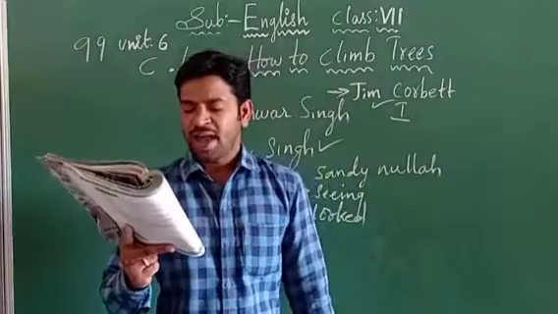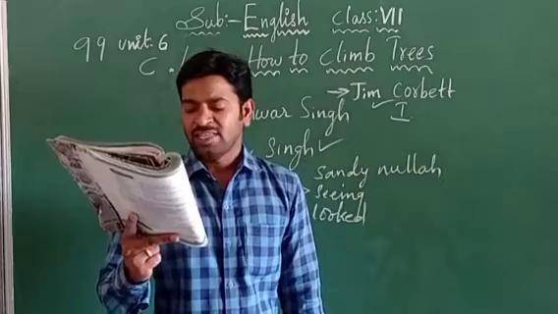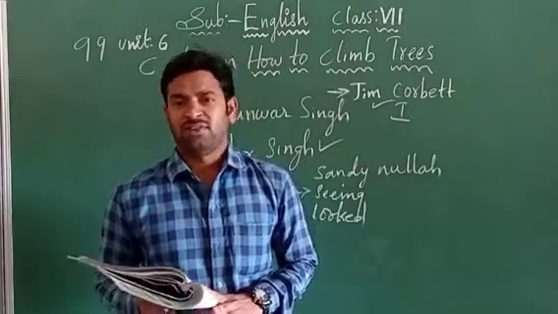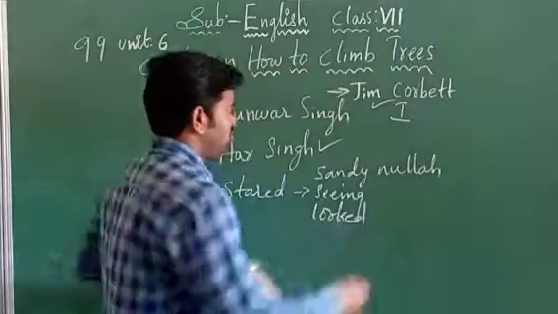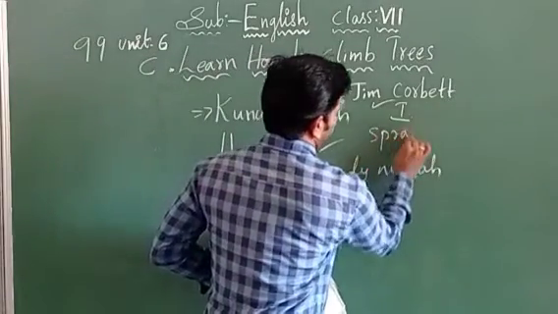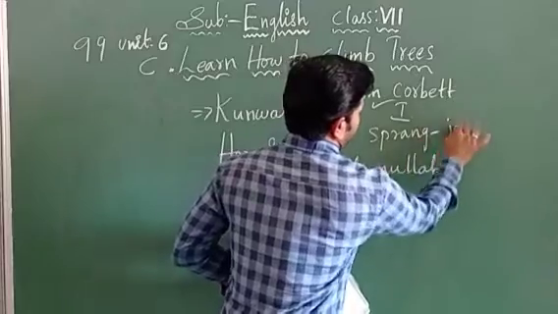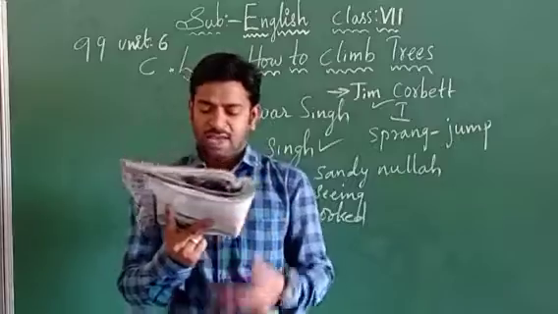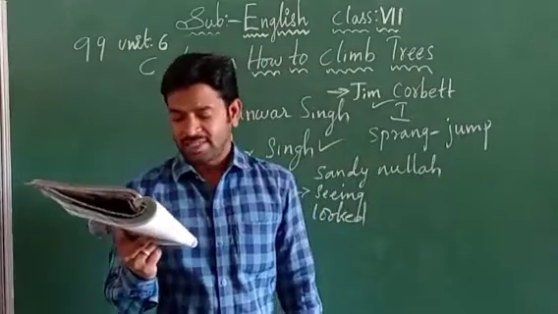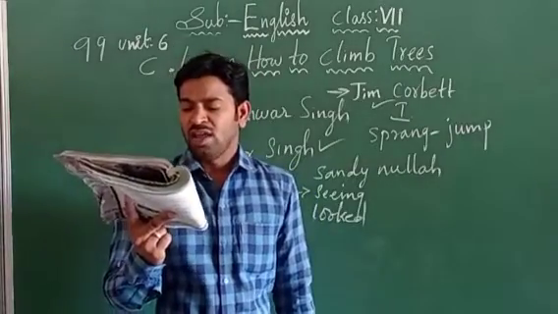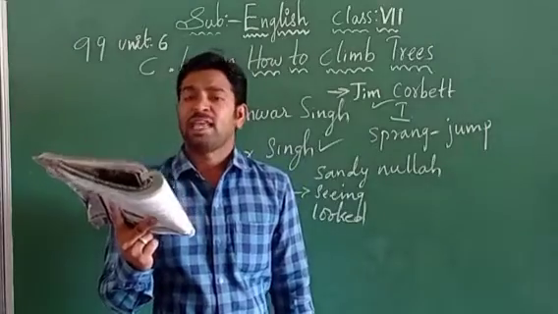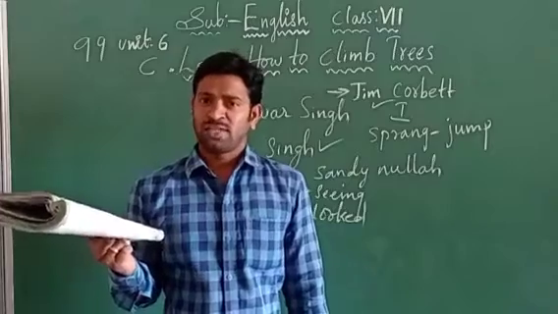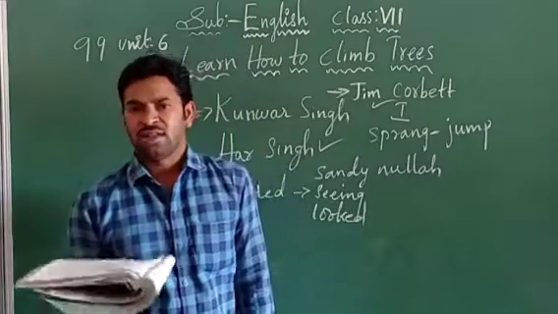Now the tiger sprang at him and he was screaming. Sprang is nothing but jump, children. Sprang, S-P-R-A-N-G, means jump. So the tiger has jumped at him. At him means on Harsing, and he was shouting. Screaming means he began to shout. Whenever a cruel animal comes towards us, we begin to shout. In the same way, Harsing also began to shout.